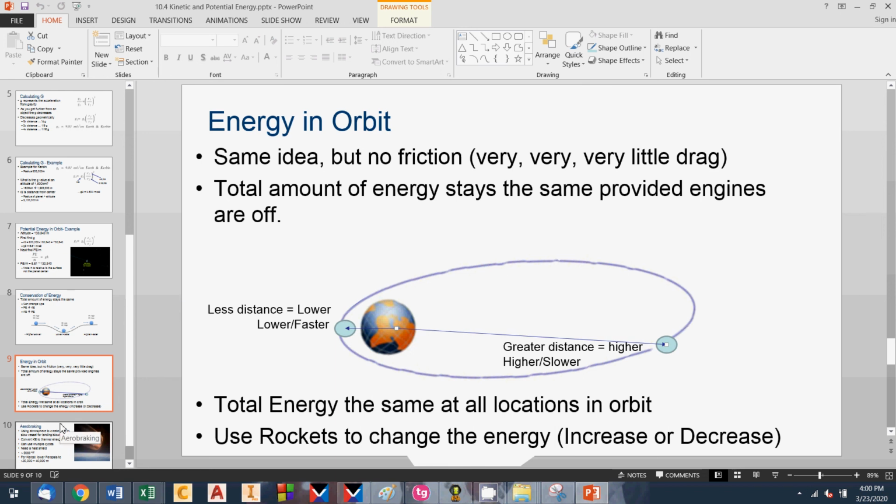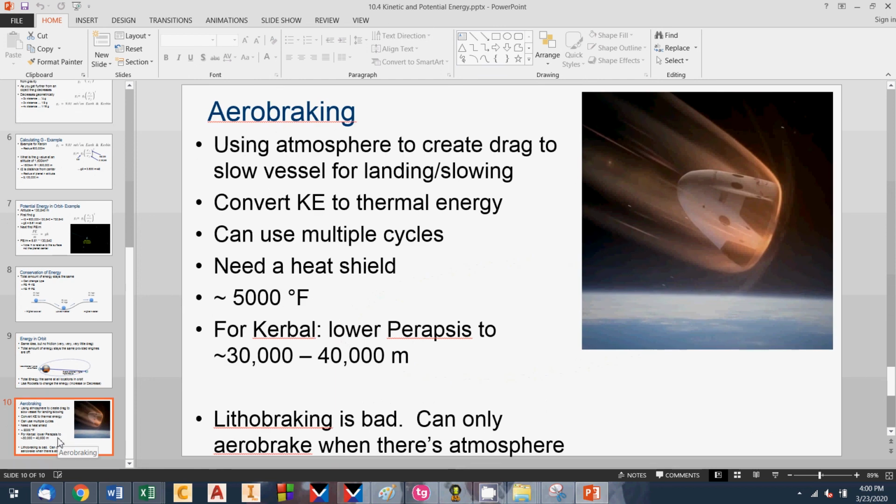There is one last topic, and I just wanted to throw it in there. We are getting ready to do some more complex missions, so I wanted to look real quick at aerobraking. Aerobraking is basically just another energy transfer. Basically, when you're orbiting a planet, you're coming in at an angle where you're catching the atmosphere, and you're using that atmospheric drag to slow you down so you can come in either to land on the planet or just slow you down to establish a different orbit or something like that.